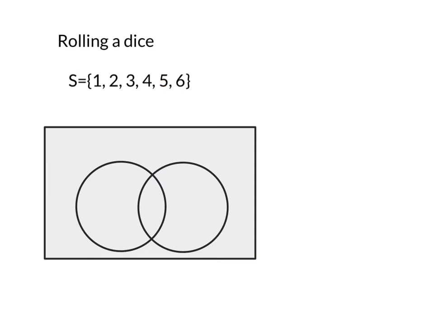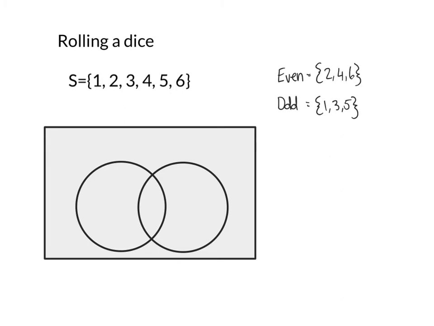Now let's think about, well, what about all of the even outcomes? So they are 2, 4, and 6. Now we also have odd numbers in this set, so that's 1, 3, and 5. So we can represent these on a Venn diagram.